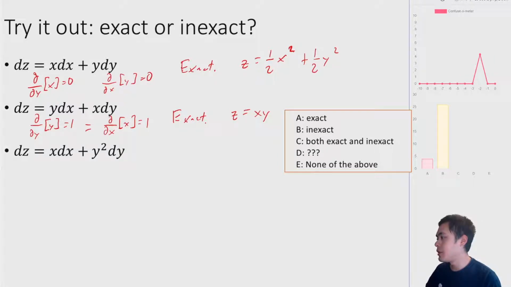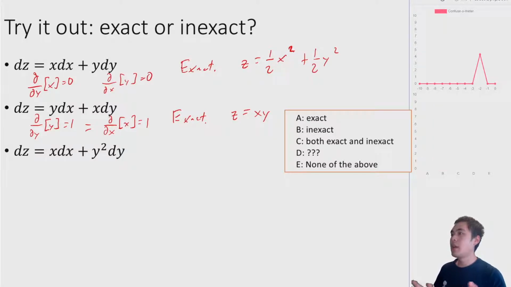So if we have x dx plus y squared dy, is this exact? Note that you shouldn't get confused about exact and separable. Those are two completely different concepts. I know we talked about separable last time. That is a completely different concept. And for this concept, you do have to take these derivatives.